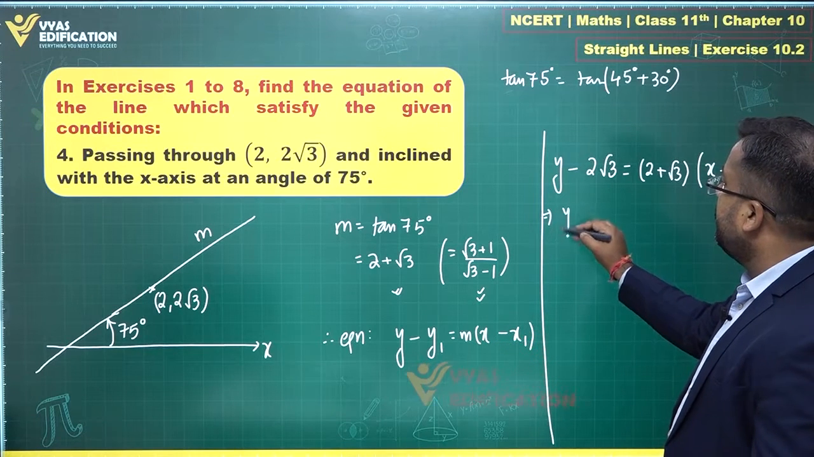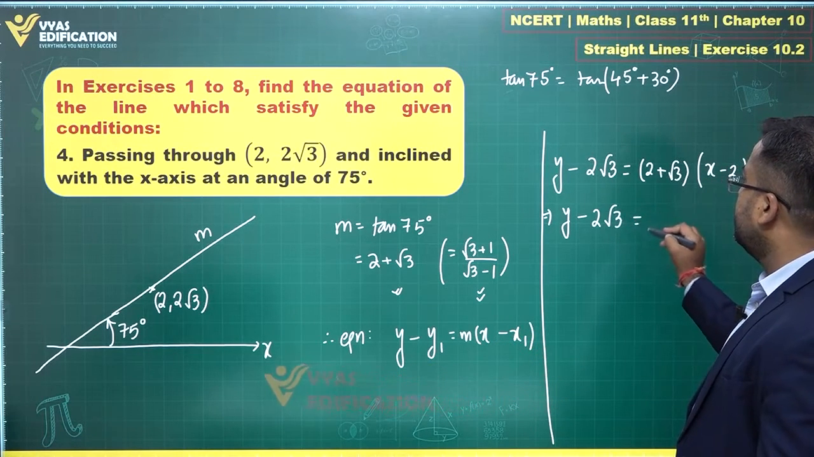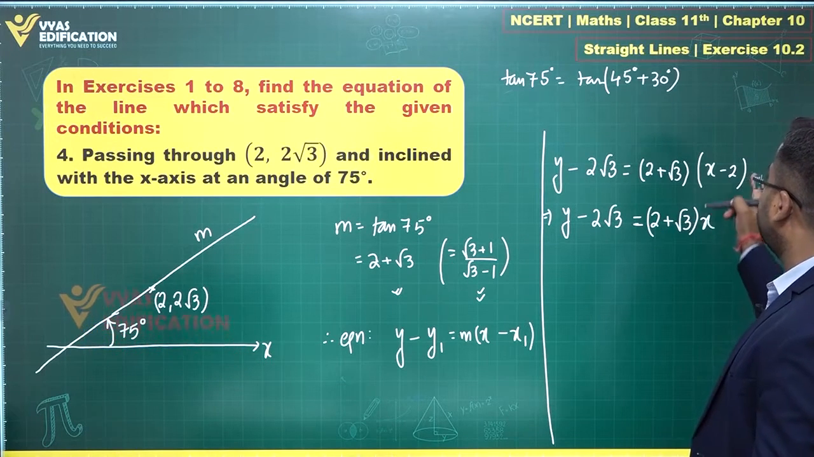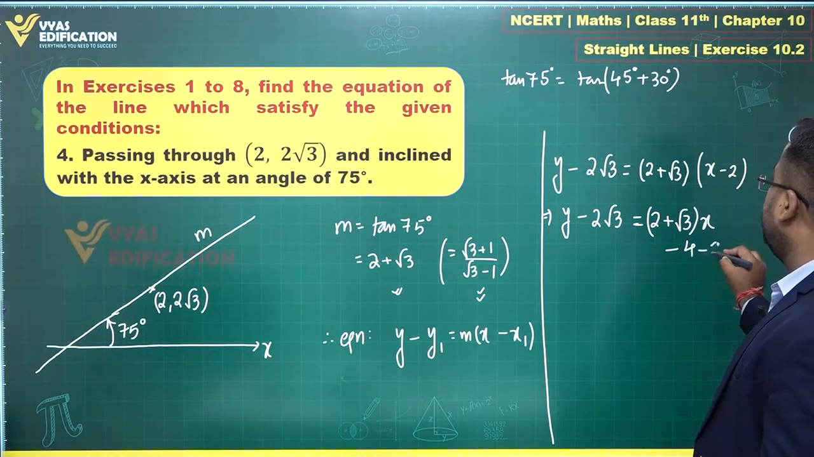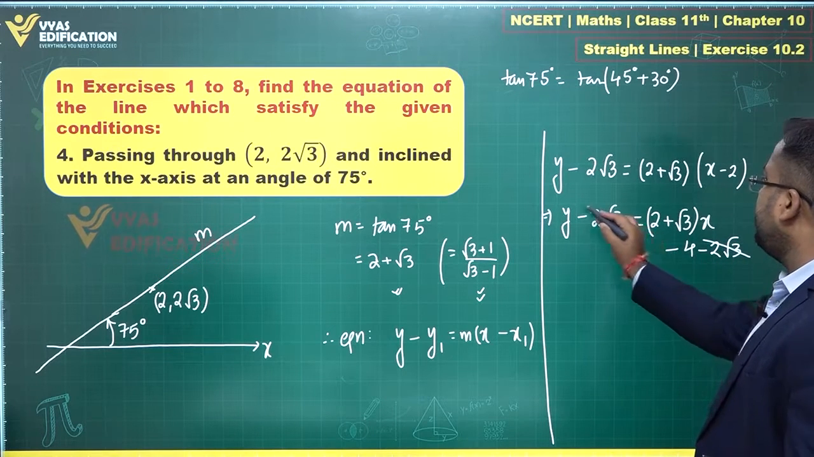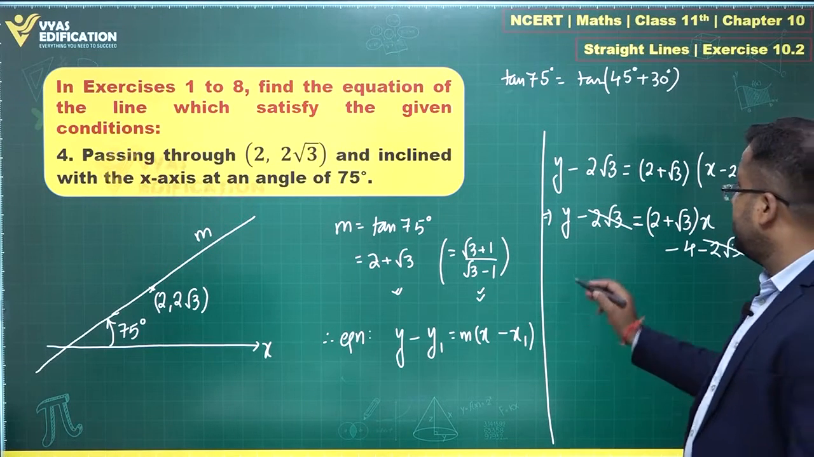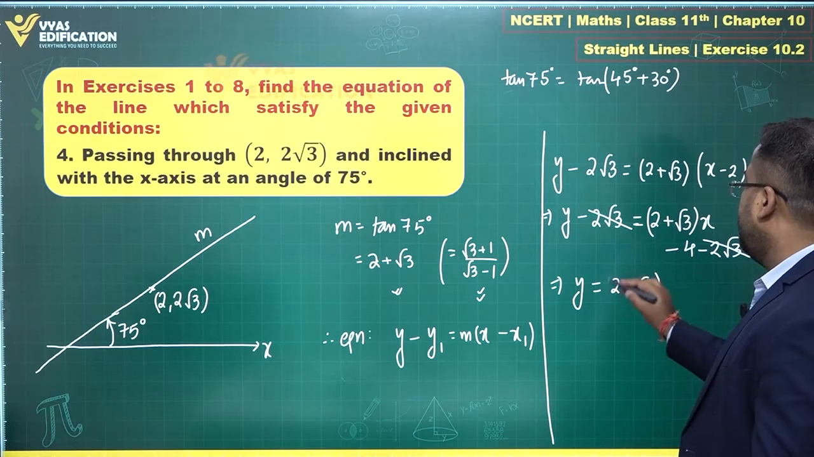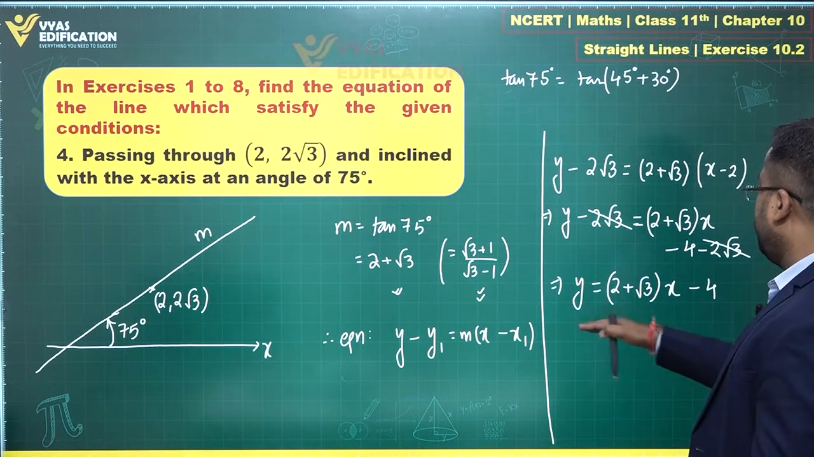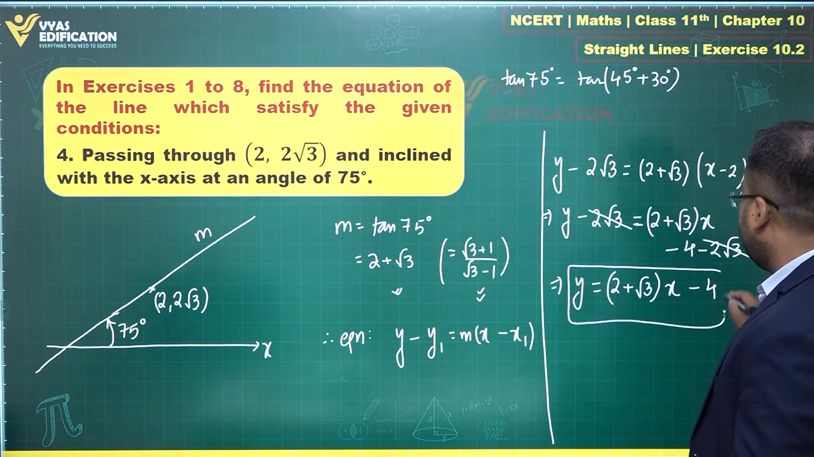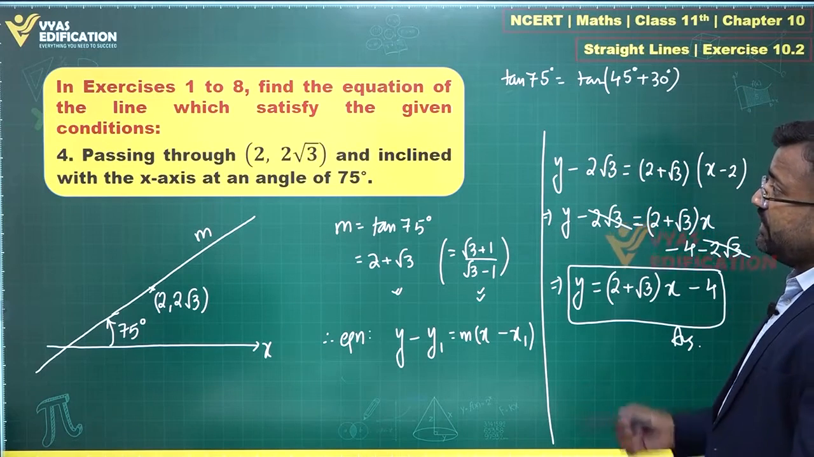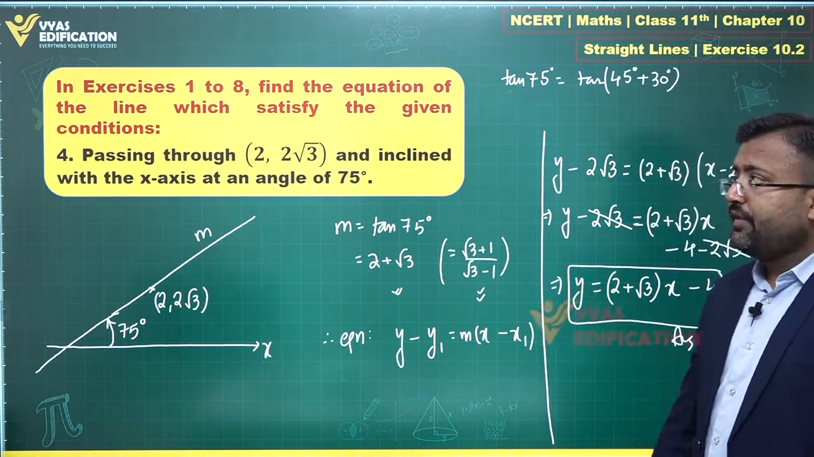Let's simplify this further. y minus 2 root 3 is equal to (2 plus root 3) times (x minus 4 minus 2 root 3). You observe that minus 2 root 3 will get cancelled from both sides, and you get y is equal to (2 plus root 3) times (x minus 4). Or you can bring this y over here. This is the final answer for this question, the fourth one.